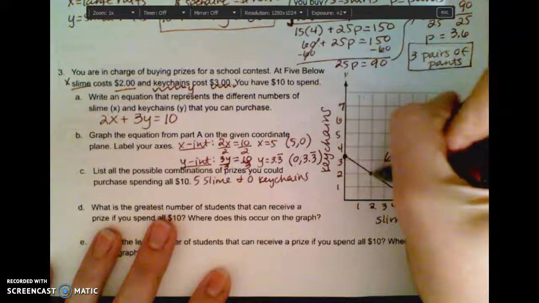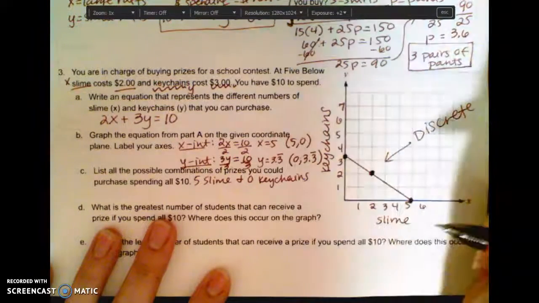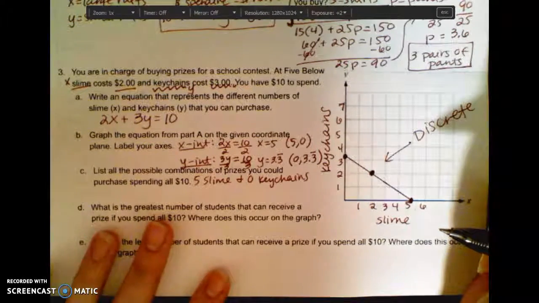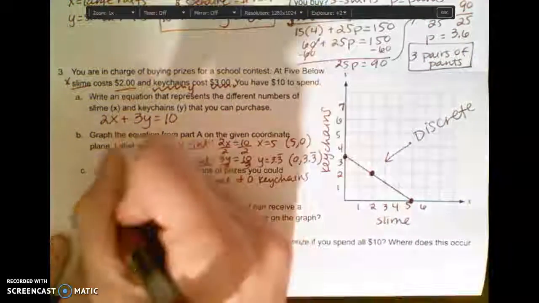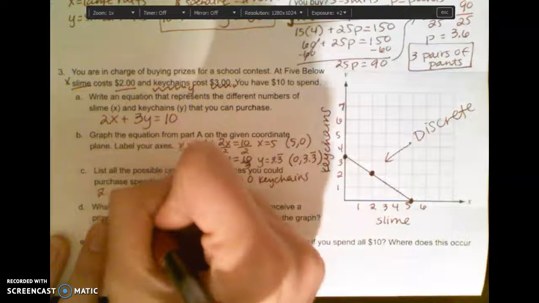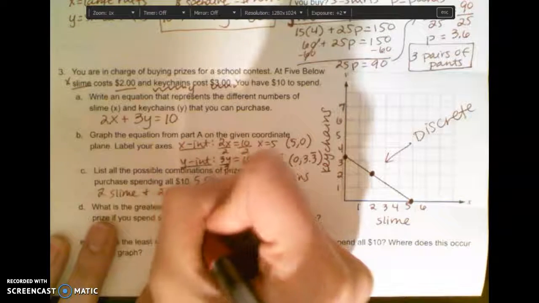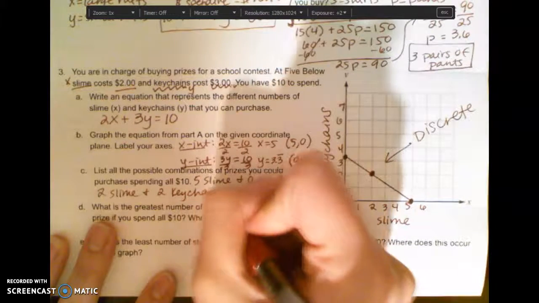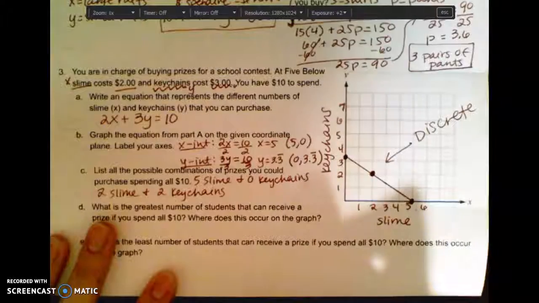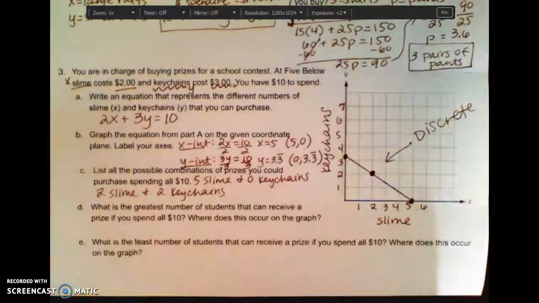Looks like there is one more nice point. So the only other combination I can use with that entire $10 is going to be 2 slime and 2 keychains. Those are the only combinations that will work if I spend all of the money.